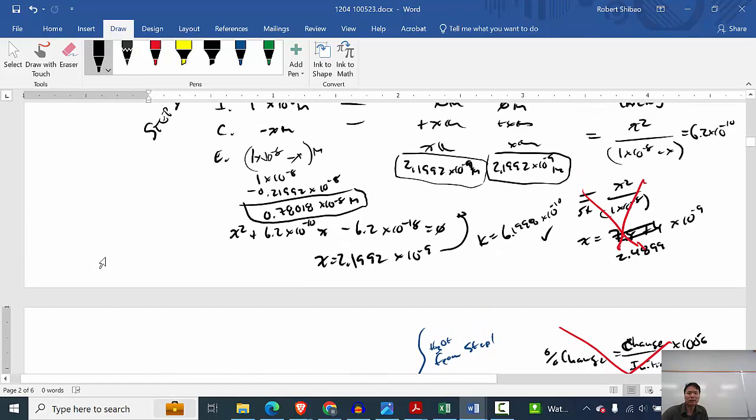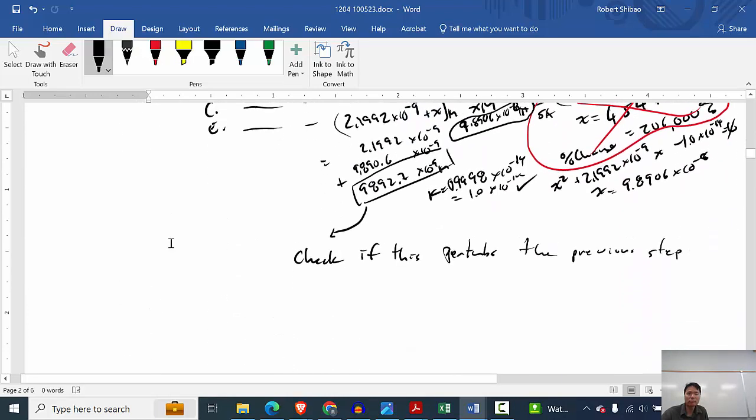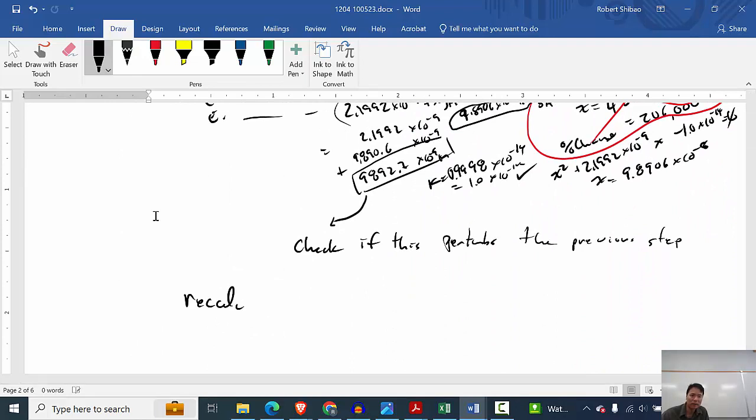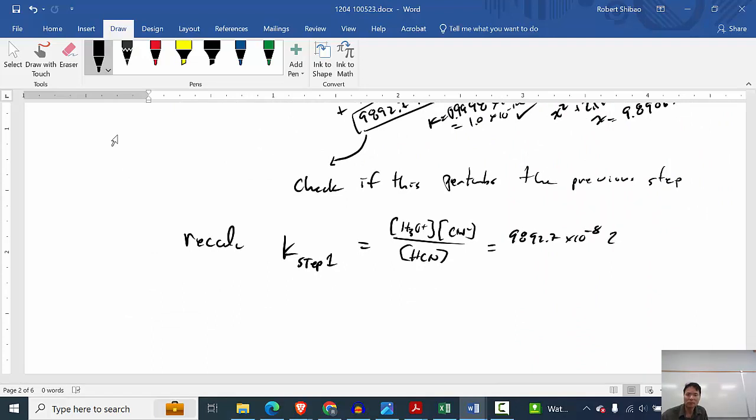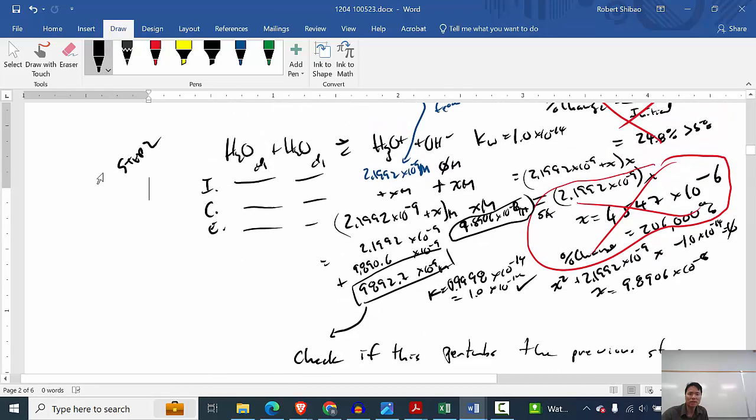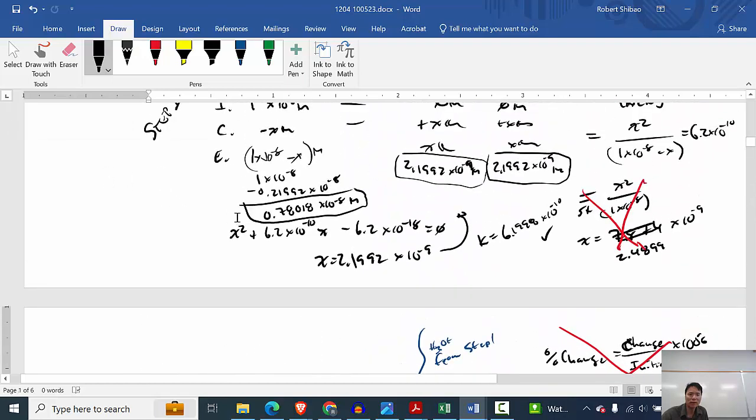So if we go back here, we calculated K up here. And so we need to recalculate K for step one, using the new hydronium. And so we change the hydronium. But we didn't change the cyanide or the HCN, correct? And so let's go ahead and plug in the new hydronium, which is going to be 9,892.7 times 10 to the minus 8. And then we're going to use the old cyanide, which is 2.1992 times 10 to the minus 9, divided by the HCN concentration, which is going to be 0.78018 times 10 to the minus 8.